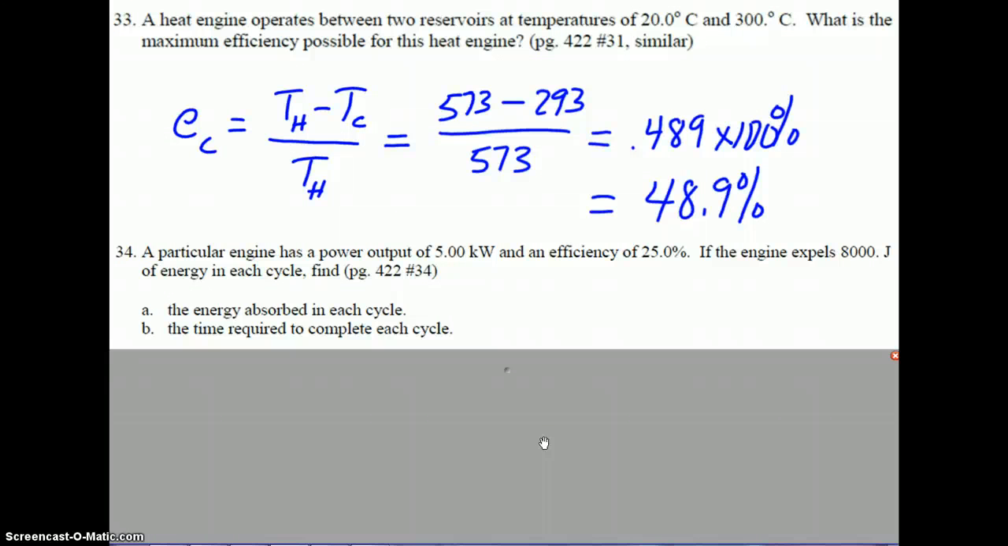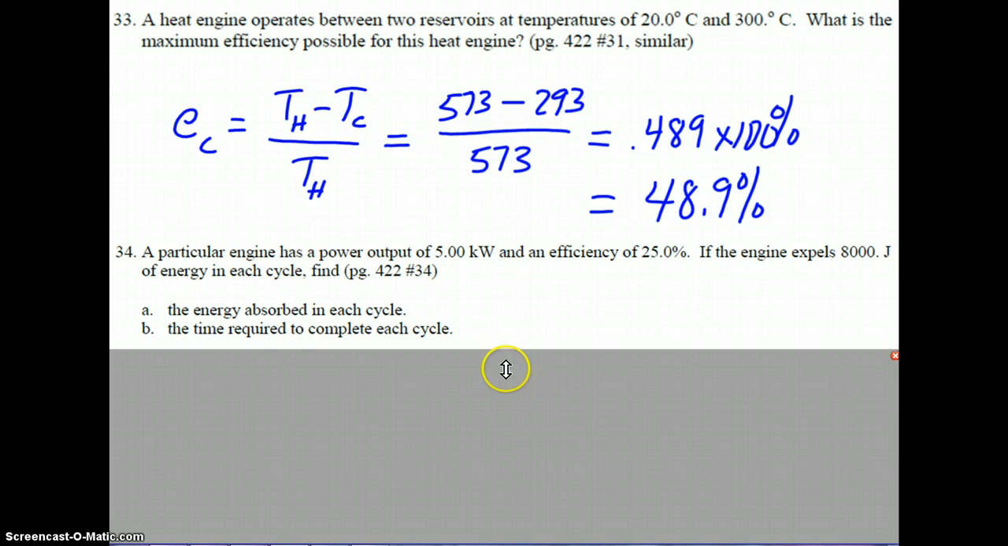Alright, so going back to what we're given here, obviously we know our efficiency is 0.25. You have to express that as a decimal. And you're told that the engine expels 8,000 joules. And because of the wording, you know that that is the QC value. In A, they want the QH value, the energy absorbed.